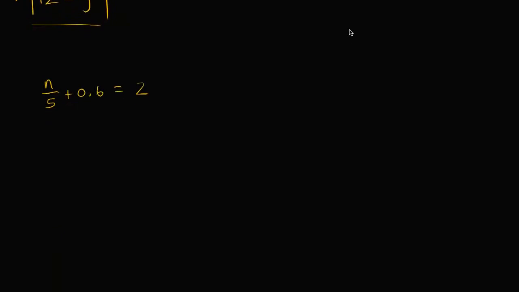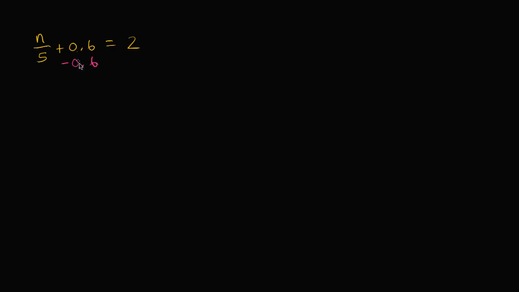Let's do another example. So I have n over 5 plus 0.6 is equal to 2. So let's isolate the n, this term that involves n on the left-hand side. So let's get rid of this 0.6. So let's subtract 0.6 from the left-hand side, but I can't just do it from the left, I have to do it from both sides if I want the equality to hold true.